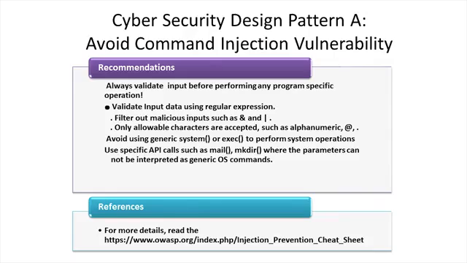Avoid using any generic system function code such as exec to perform system operation, and try to make it as specific as possible using specific API code such as mail, if you do an email, or if you are using mkdir to make a directory. In those cases, with those specific API code, the parameter cannot be interpreted as a generic operating system command. For more detail, please read the OWASP injection prevention cheat sheet.